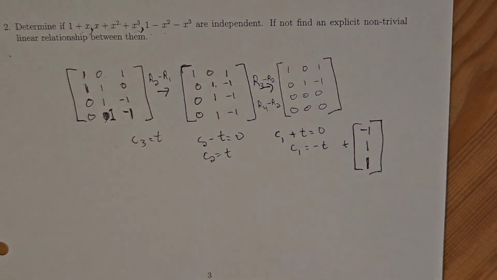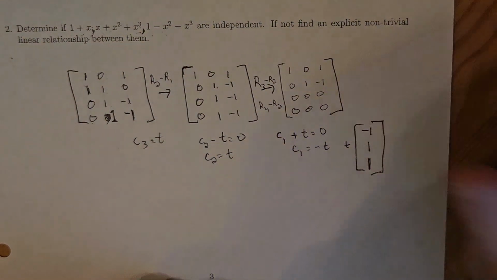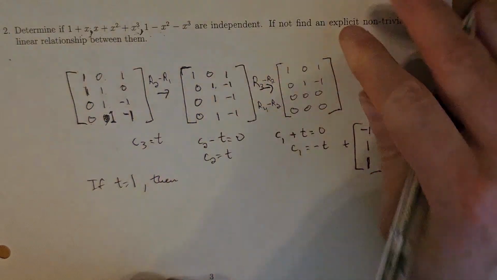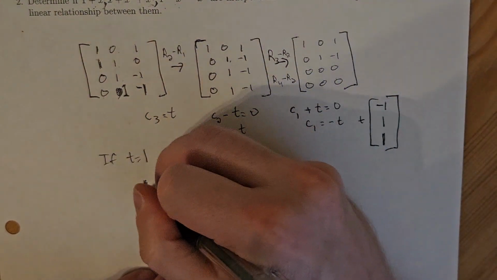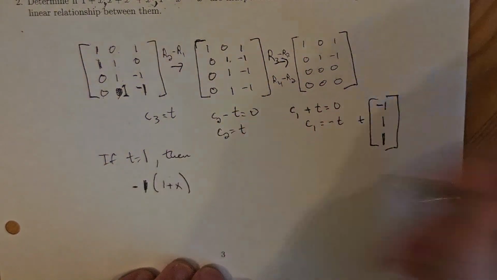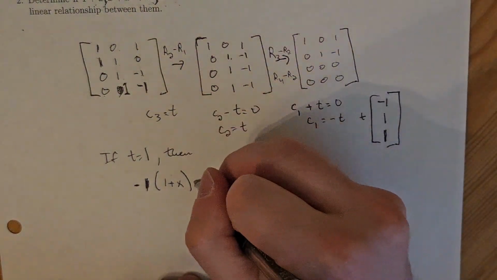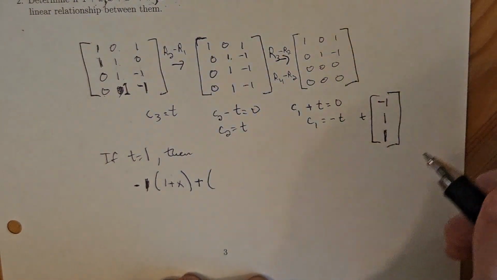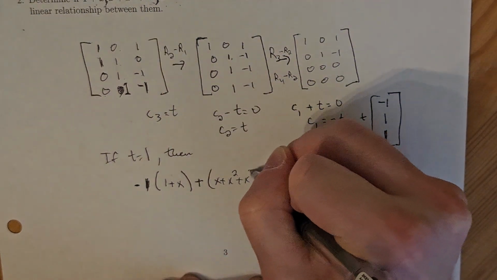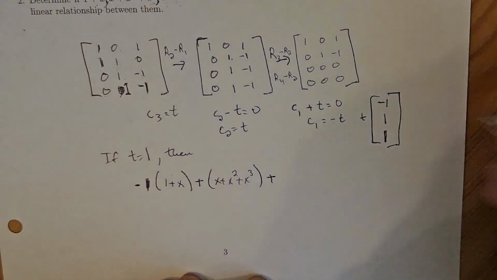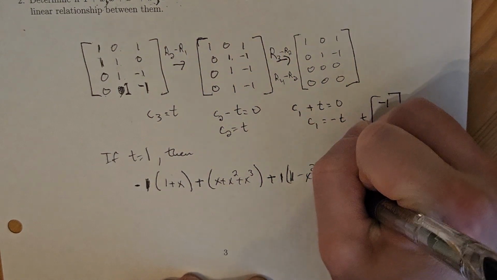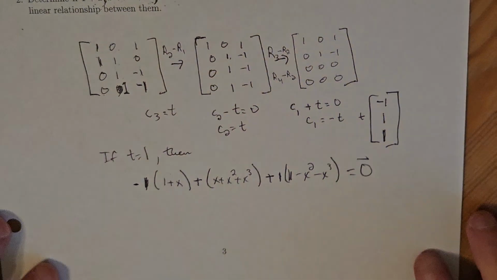All right, now, what does all of that mean? Well, in particular, if t is equal to 1, then we get -1 times that first vector, 1 plus x, plus 1 times vector 2, which is x plus x squared plus x cubed, plus 1 times vector 3, which was 1 minus x squared minus x cubed, is equal to our 0 vector.